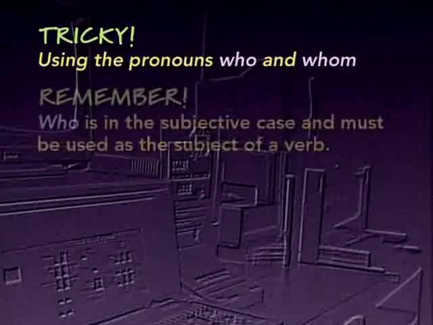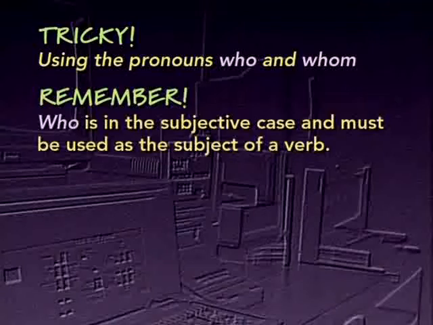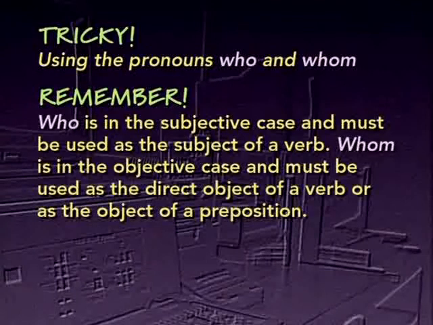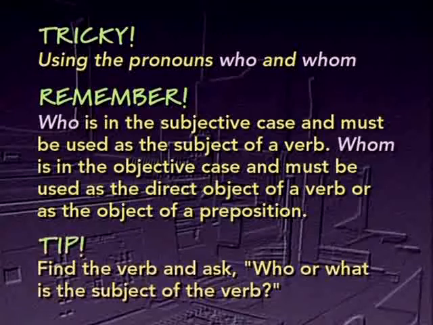Here's the rule. Who is in the subjective case and must be used as the subject of a verb. Whom is in the objective case and must be used as the direct object of a verb or as the object of a preposition. So here's the way to apply that rule to avoid mistakes in using who or whom. Whenever you see a clause that includes who or whom, find the verb and ask who or what is the subject of this verb. The answer to that question will tell you whether who or whom should be used correctly. Let's look at a couple of examples.